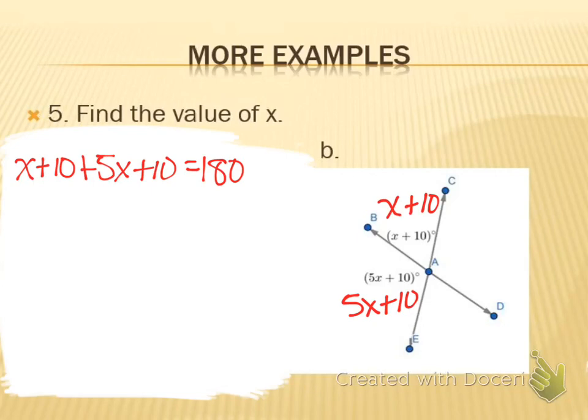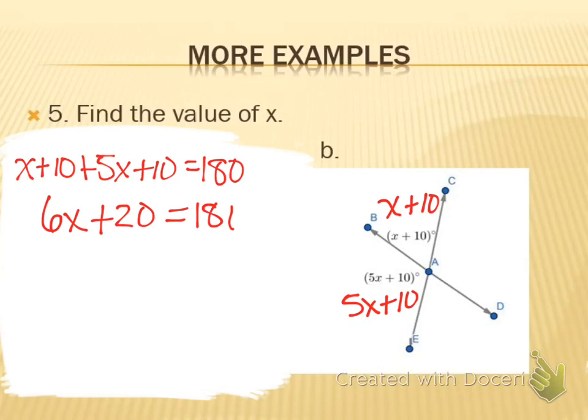Different from the last problem. Every year that I do this, I see students fixate on setting things equal to each other as soon as we learn vertical angles, and then that's all they do. Don't set these equal to each other. It's not going to work. I mean, you can solve it, but it won't give you the right answer. So here we start combining like terms.